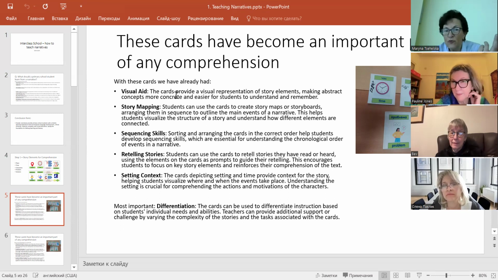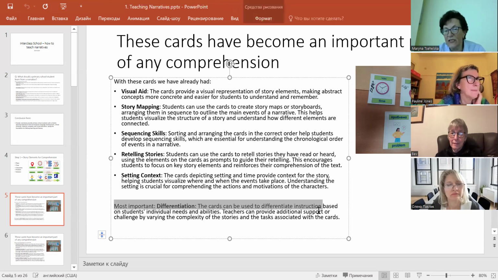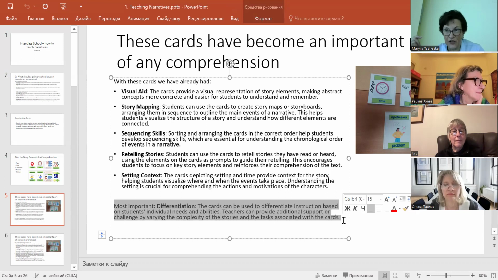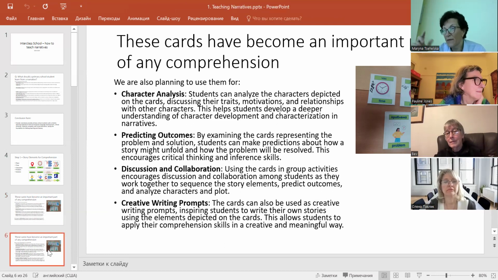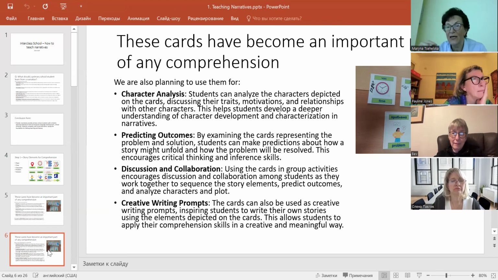And the cards work miracles because besides mapping a story or retelling a story, we found out that the cards are very important for differentiated instruction. Because some kids are able to retell the whole story, and for some kids, it's just enough to tell about the characters and the setting, the problem, and solution. And that is good because now all the stories that we are going through, they may listen to a story, or they may watch a film, or they may do anything else, different modalities.